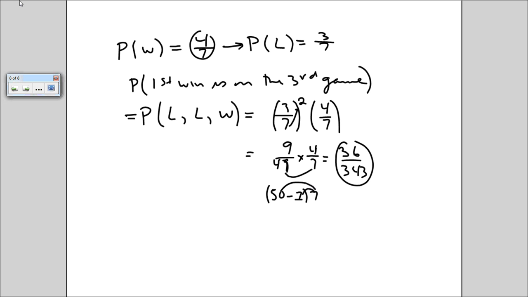They win a little bit more than half. So, having a good season, you win more than half of the games. You have a good chance of being in first place. But nonetheless, the chance that the first game they win is game number 3 is a measly 36 out of 343. Okay, and that completes the section on geometric random variables.